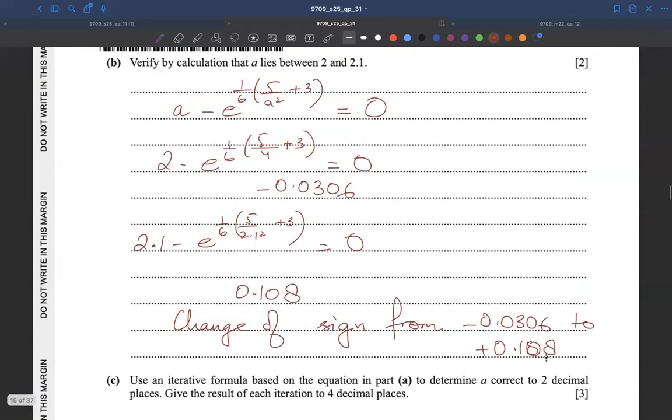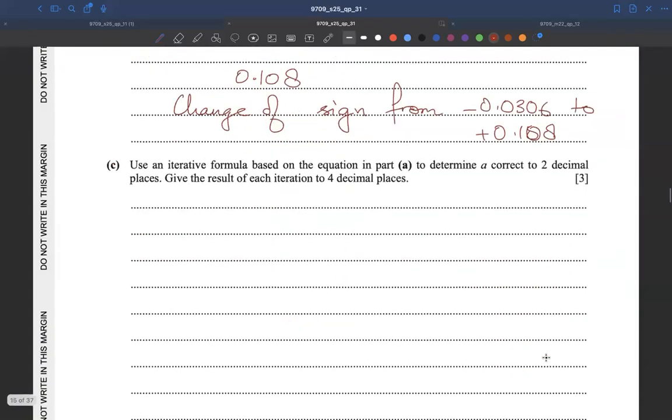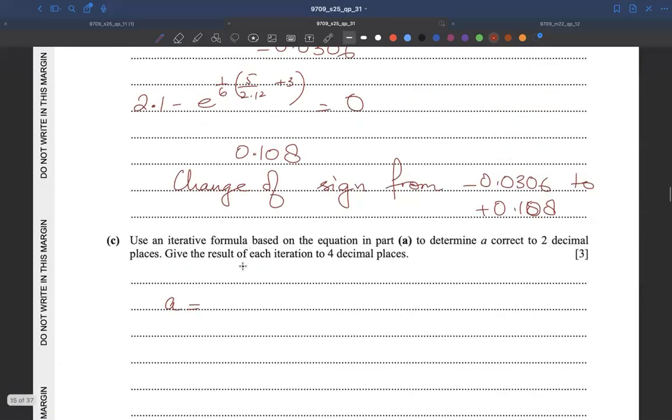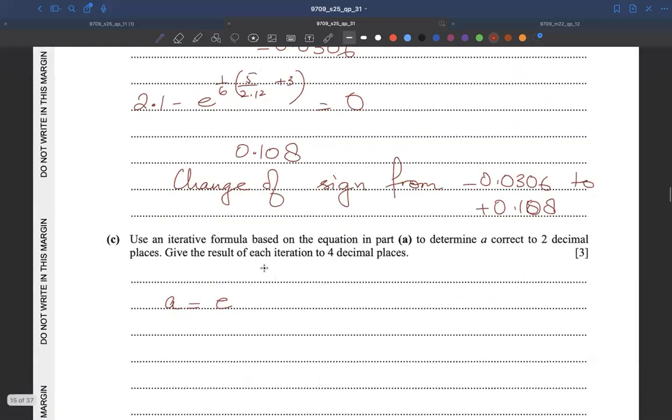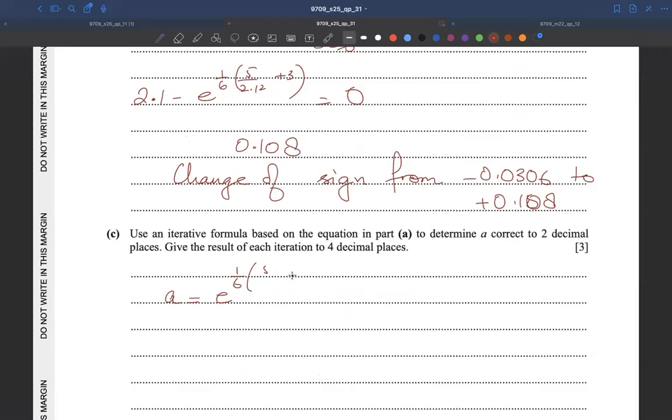And in part C, we have to use the iterative formula based on the equation in part A to determine a correct to 3 decimal places. So we know that a can be written as e to the power of 1 upon 6 into 5 upon a squared plus 3. And then all we have to do is start off with the initial value. The initial value we can take as the middle value of 2 and 2.1. So let's take 2.05.